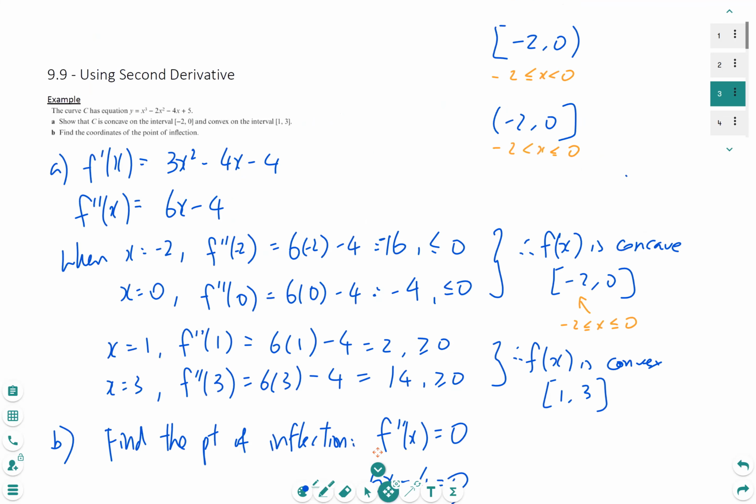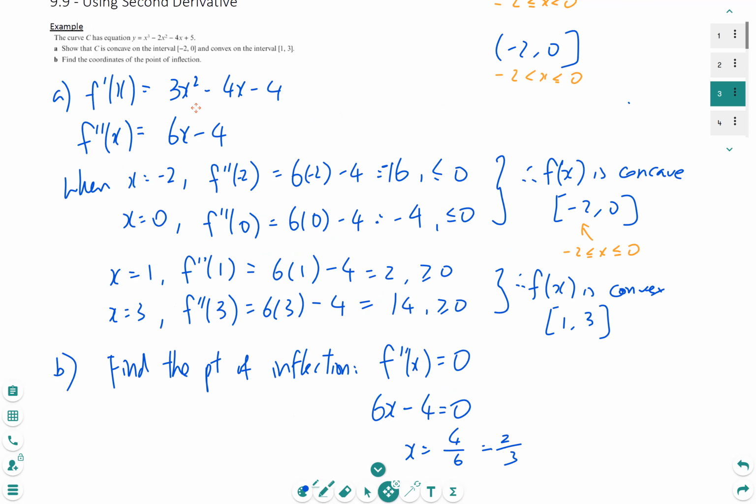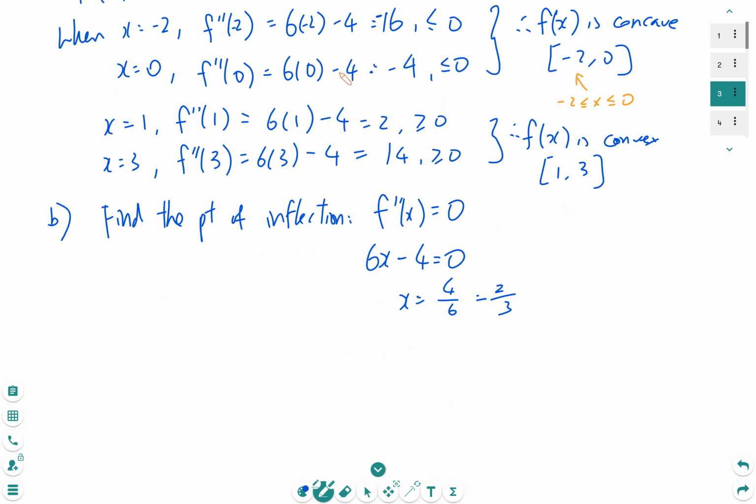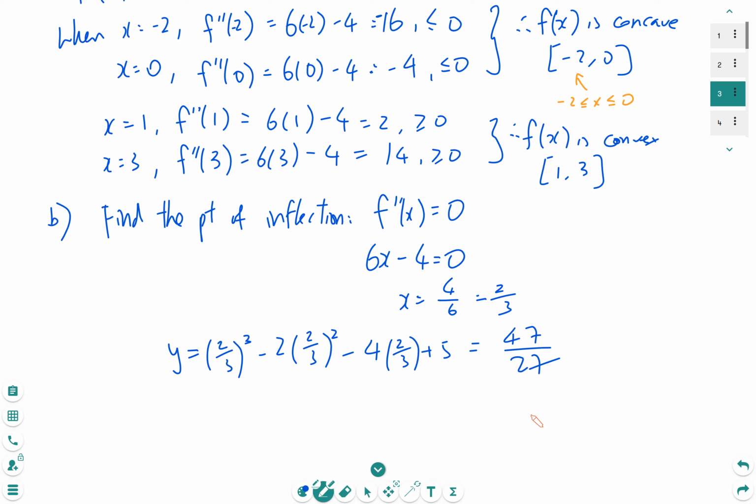Okay, so when we have x equals 2/3, we need to also find the y coordinate. To find the y coordinate, we need to sub into the y equation. So y equals 2/3 cubed minus 2 times 2/3 squared minus 4 times 2/3 plus 5. Put it in a calculator or use super mental maths like what I do when I think I'm just born with it. 47 over 27, mental maths. So the point of inflection looks like 2/3 and 47 over 27. However, you also need to verify that it really is a point of inflection. You have to verify that.